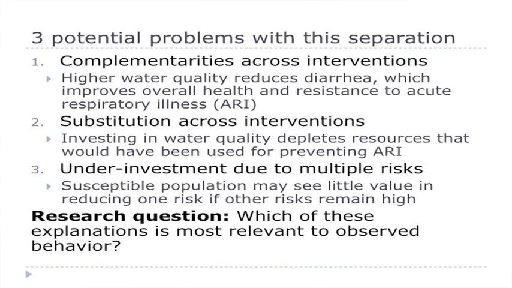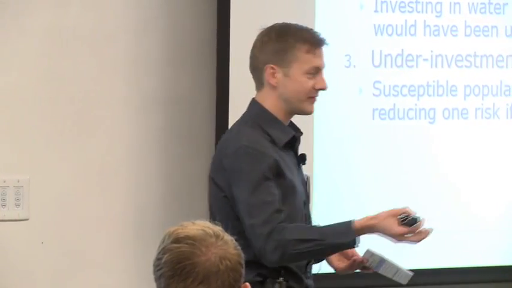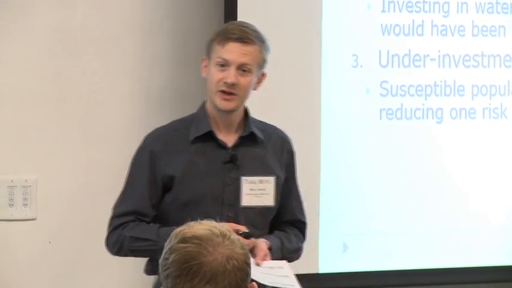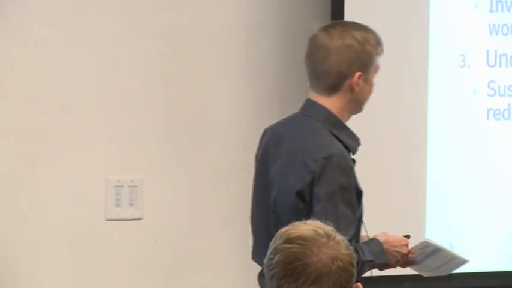OK, so there are 3 potential problems with this separation that I see. And that's kind of the subject of this research. One is that there may be complementarities across interventions. So if you improve conditions in one domain, you may actually make people better off in another domain, or you may increase their demand for improvements in another domain, so that you get nice synergies between these.